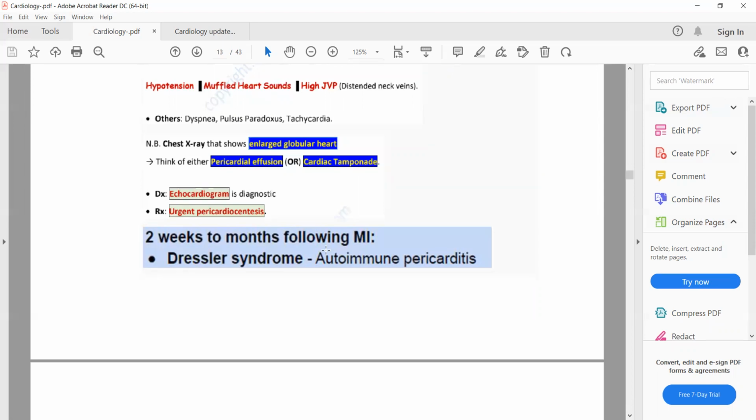So this was the complication that can occur 1 to 2 weeks after MI and their management. Is it clear, everyone, up to this point?